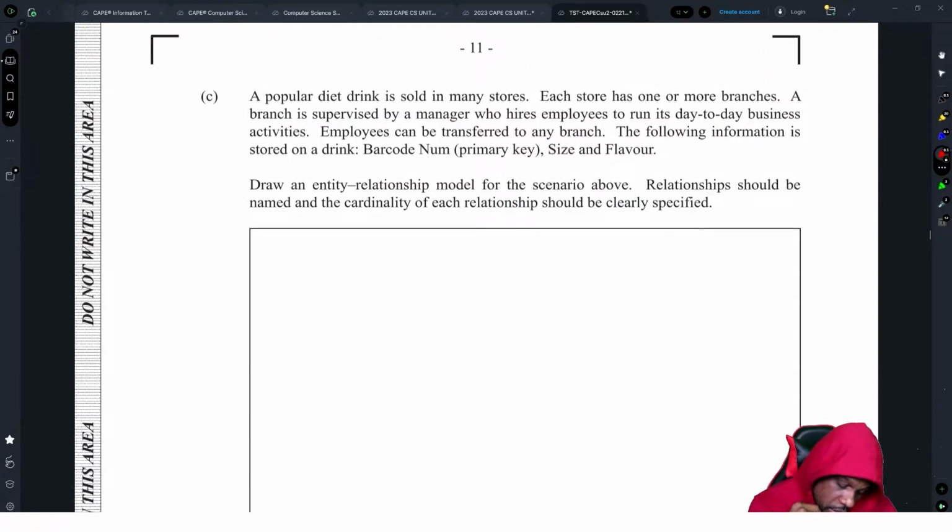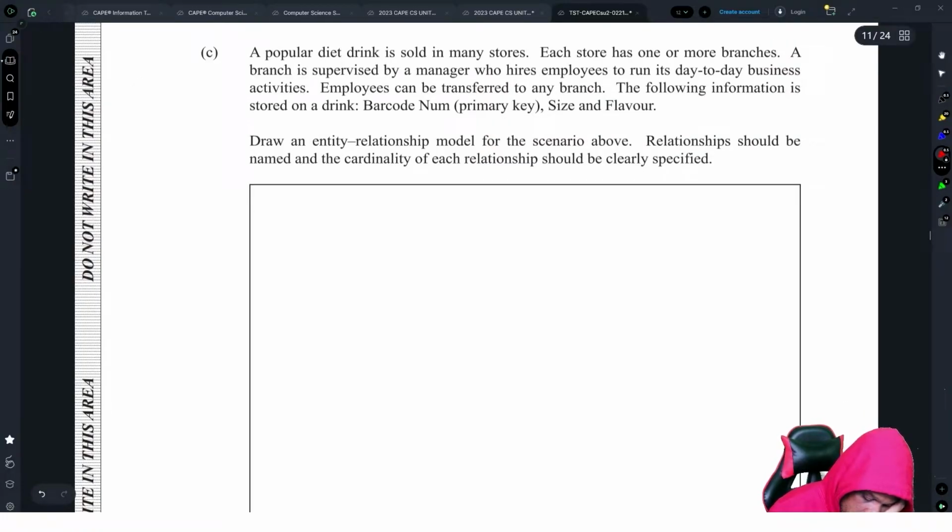Popular drink is sold in many stores. Each store has one or more branches. A branch is supervised by a manager who hires employees. Oh, this is an ERD diagram. Yeah, it looks like an ERD diagram to me. Yep, draw an entity relationship diagram. Let's draw the entity relationship diagram.